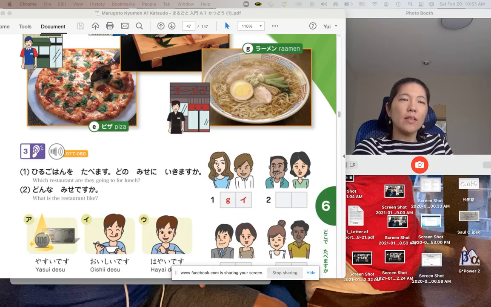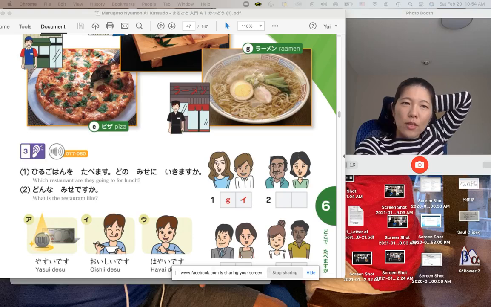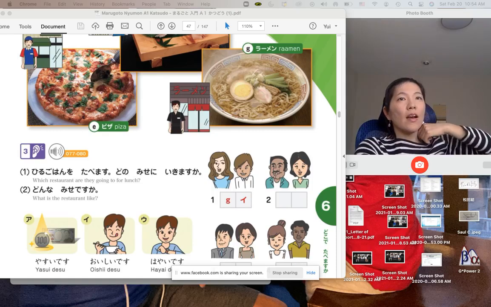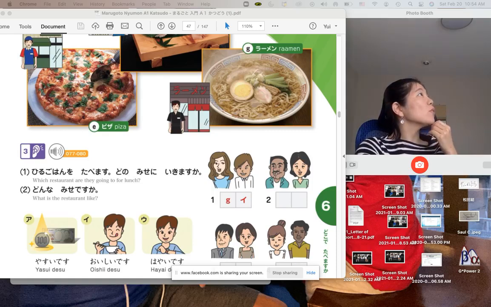Okay. Let's break it down. Did you hear what the answers were? And where they are eating? And what the characteristics of the restaurant are? Number 2. 河合さん、今日はどこで食べますか？ 河合さん is the lady's name. 今日はどこで食べますか? Where do you eat today? あの店で食べましょう。Let's eat at that restaurant.